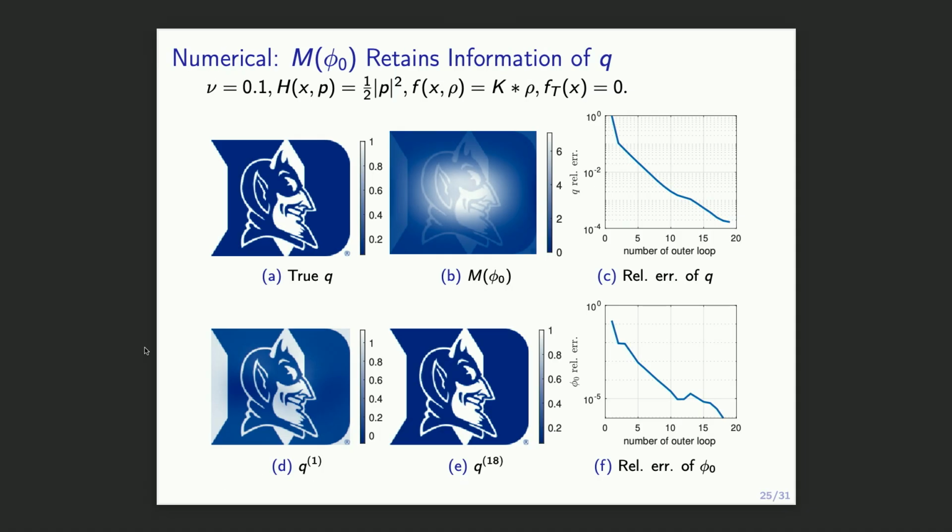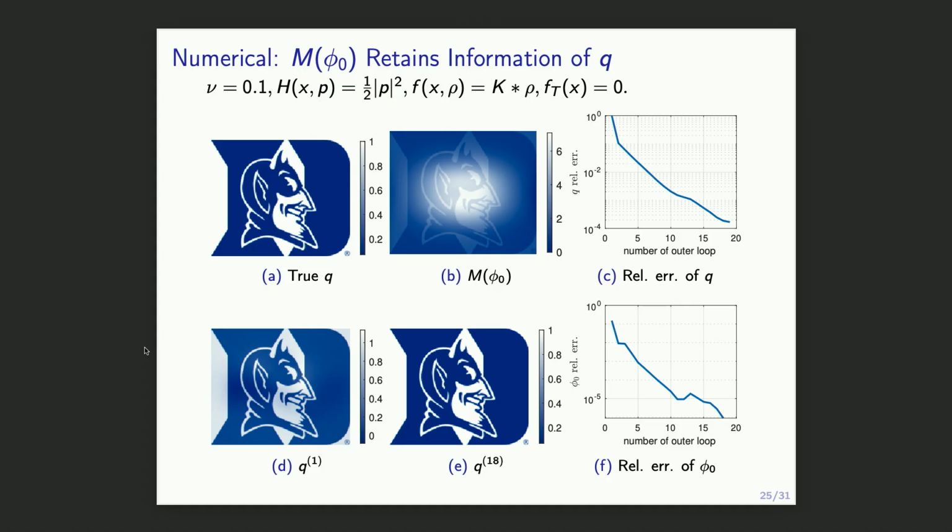So this is a Duke Blue Devil logo. One of my collaborators likes it because he thinks it's very impressive. So the idea is we use this as the true Q, and we run the forward solvers, find the measurement. Then we compute this measurement-induced term. So you can see, although the scale of this thing is not right at all, many of the fine details are preserved in this term.